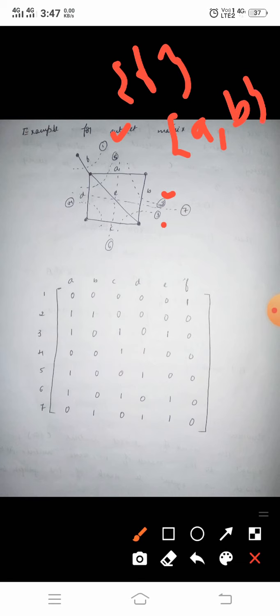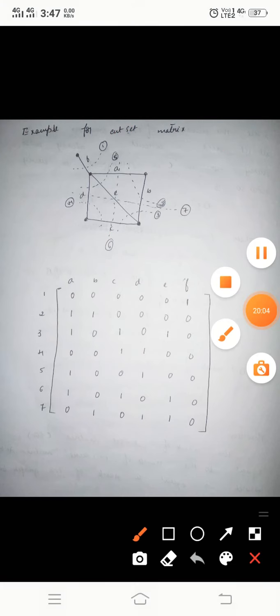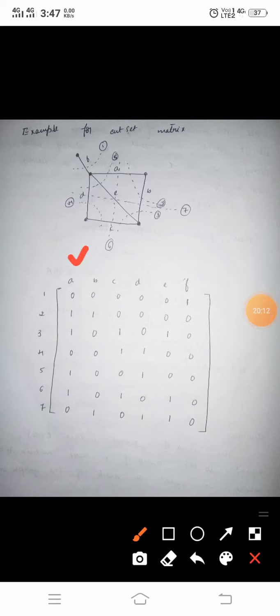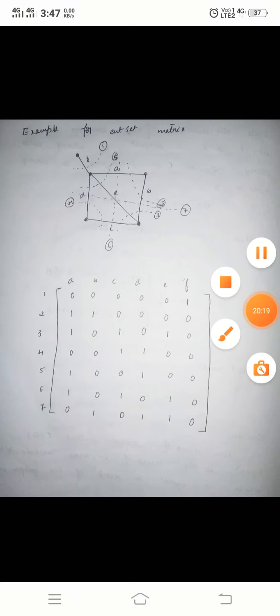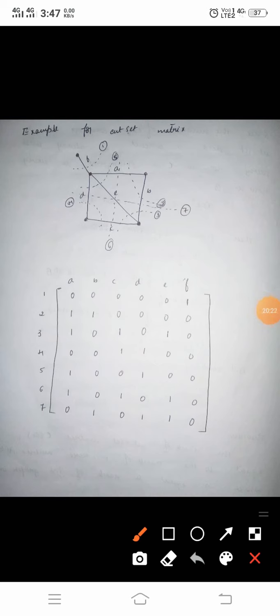What is third cut set? Removal of B and C. So third cut set is B comma C. Like that, how many cut sets are there? Totally 7 cut sets are there. Now the columns are the edges A, B, C, D, E, F. How many edges we have? 6 edges. Okay. Now we'll see the first cut set. In the first cut set, how many edges are there? Only one edge, which is that F. F is present in the first cut set, so its value is 1.